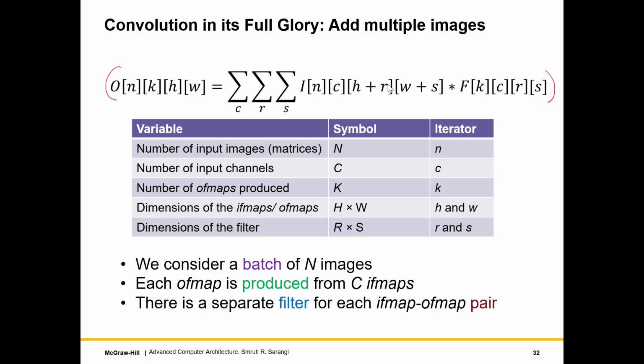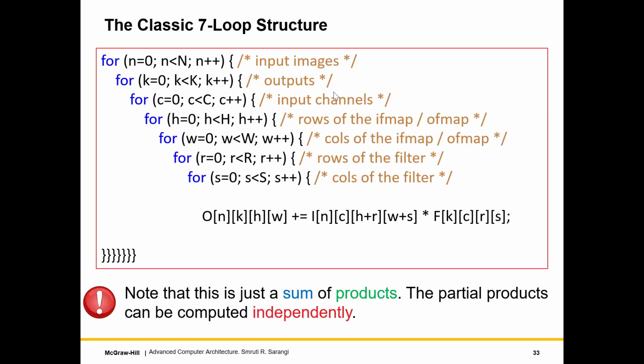So in this case, you would iterate all values of H, W, R, S, and C, and N, and so on. So basically, you would have this classic 7 for loop structure. Just count, there are 7 loops. The outermost loop here loops through the input images. Then we loop through the outputs k, that is small k. Then the input channels. Then H, W, R, and S.